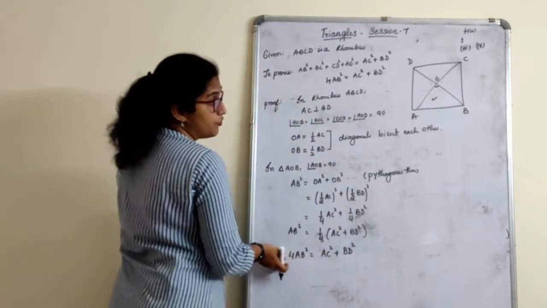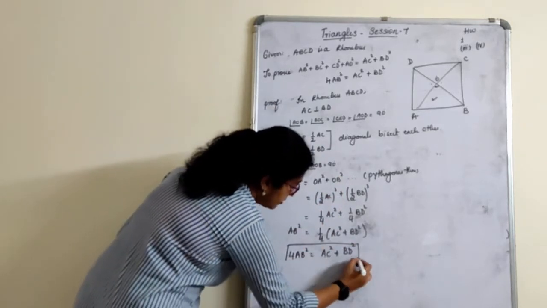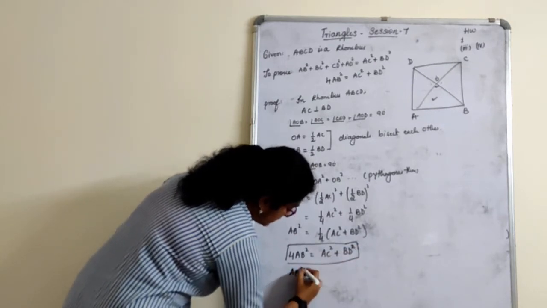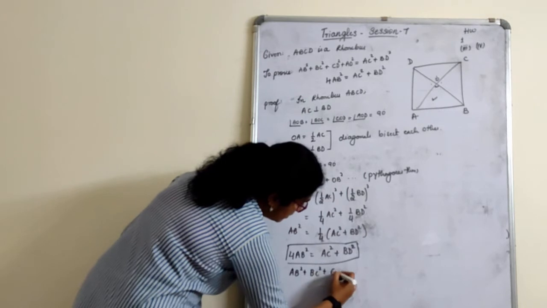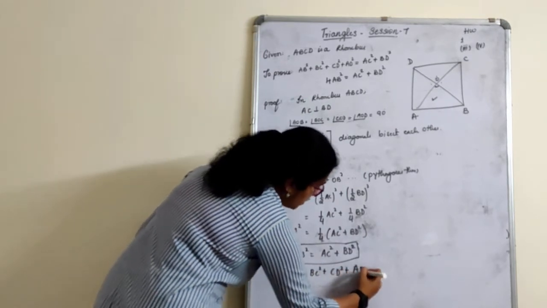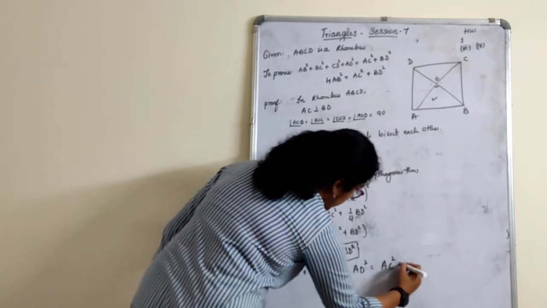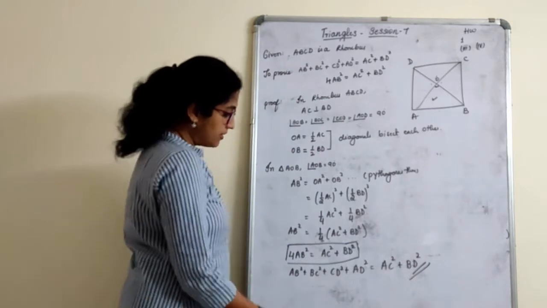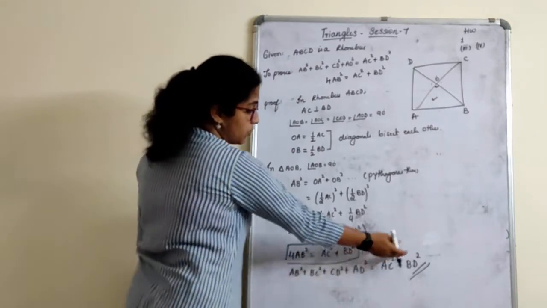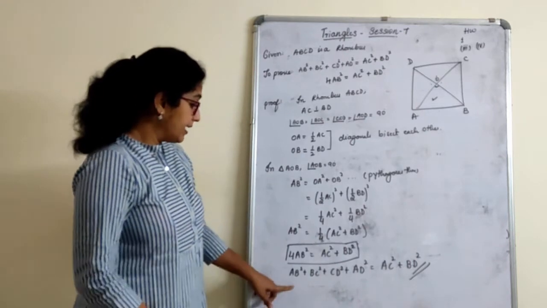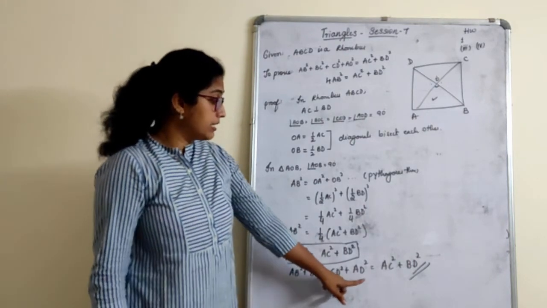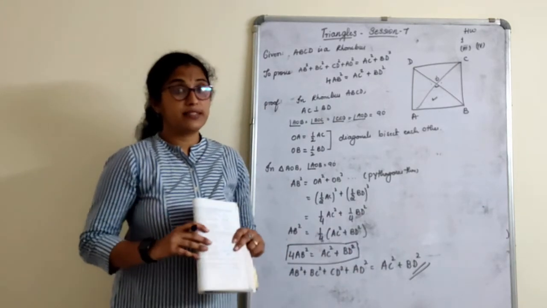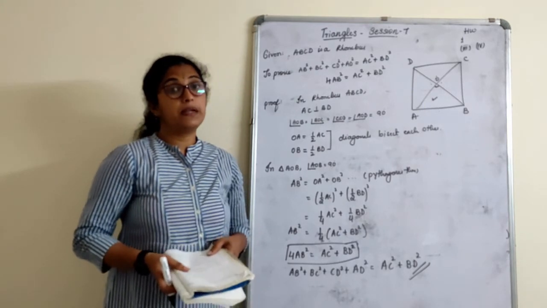That is what we have to prove. Now what is this 4 times AB square? It is nothing but AB square plus BC square plus CD square plus AD square is equal to AC square plus BD square. The sum of the squares of the sides of a rhombus is equal to the sum of the squares of their diagonals, where AB is equal to BC is equal to CD is equal to AD, and AC and BD are the diagonals. With this we will end today's session. There are a few more sums which we will complete in tomorrow's session.